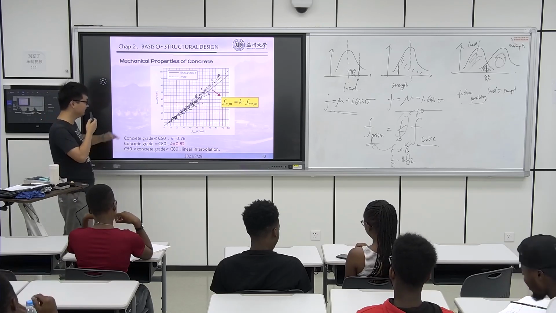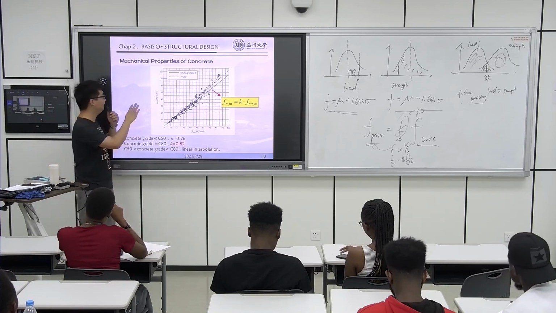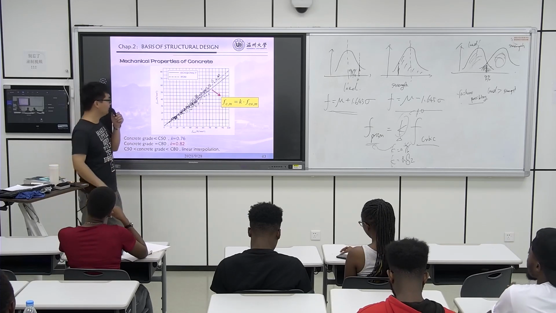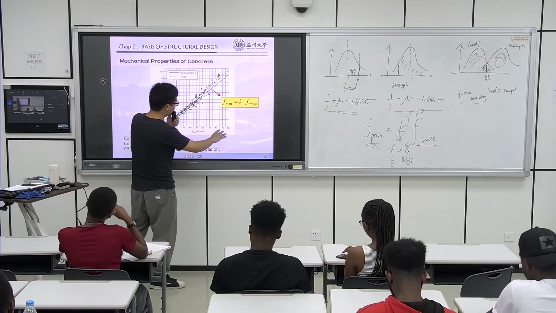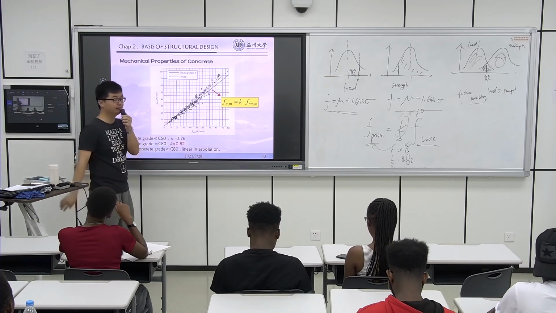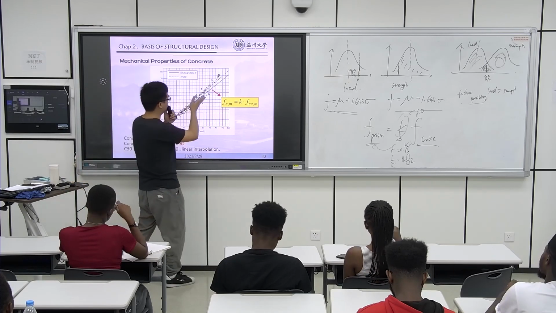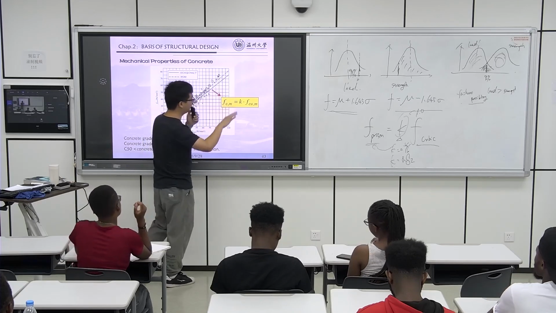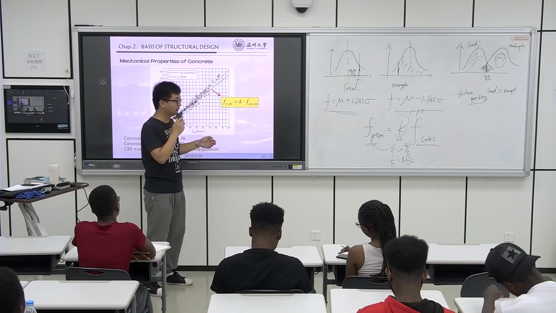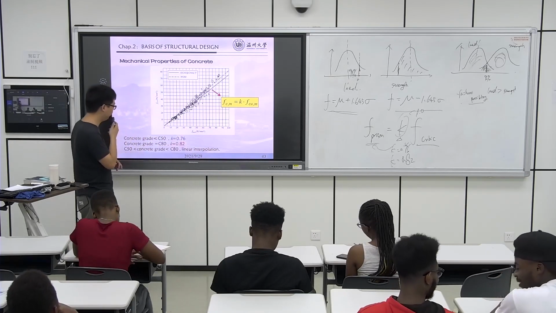Okay, continue. Yeah, the figures I post here: this one is the cubic, and this one is the prism compressive strength. They draw the line and use this formula to build the relationship between these two strengths.